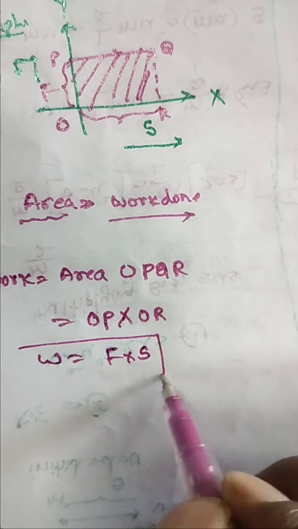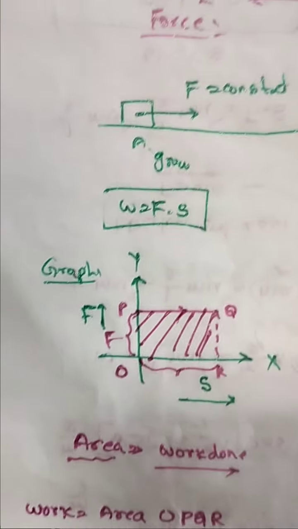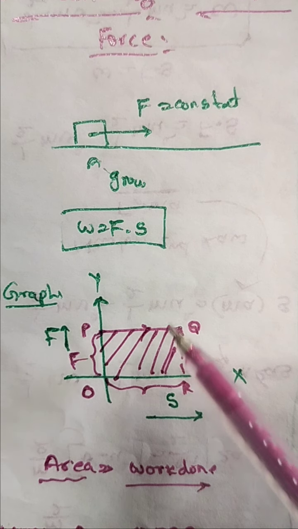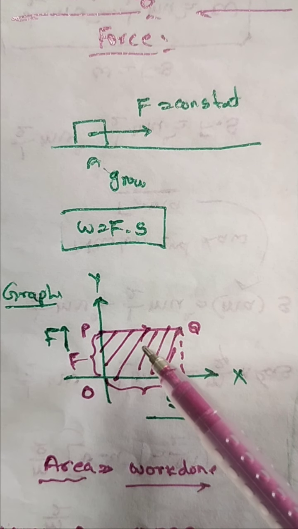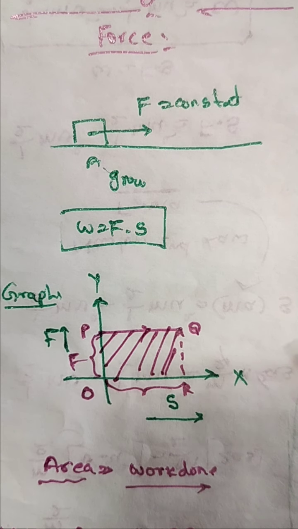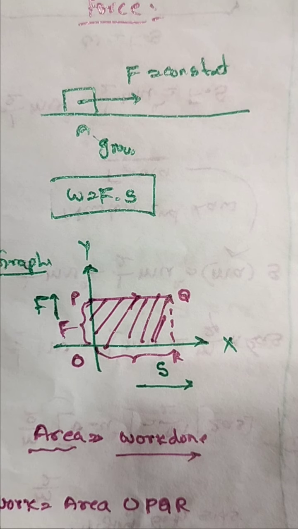So when a constant force is acting on this object, the area on this graph gives the work done. So this is about the notation of work, the work energy theorem and its definition, work units and dimensions, and work done by constant forces.